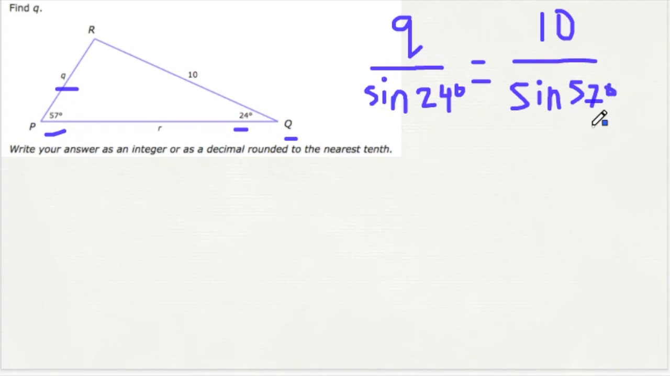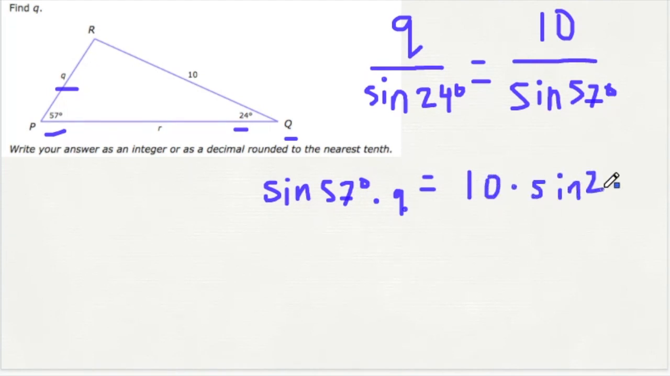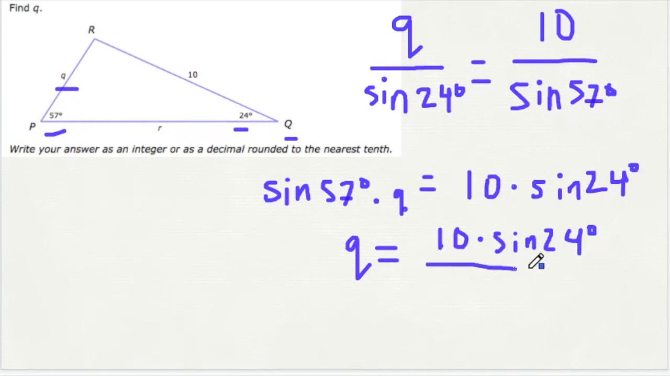Now I will solve for Q and then I will put it all in the calculator. I personally prefer to solve for it first before putting it into the calculator because once you put it in the calculator, if it's a decimal, then you have to round. And if you round too early, your final answer might be off, okay? So cross multiply: Q times sine of 57 degrees equals 10 times sine of 24 degrees. Now we divide both sides by sine of 57 degrees and we get Q equals 10 times sine of 24 degrees divided by sine of 57 degrees.